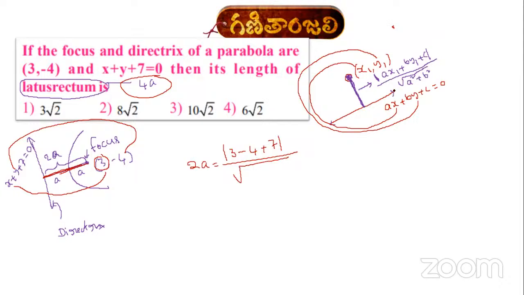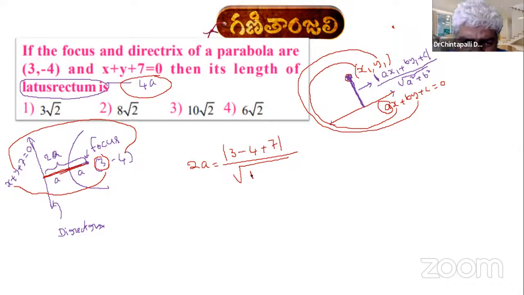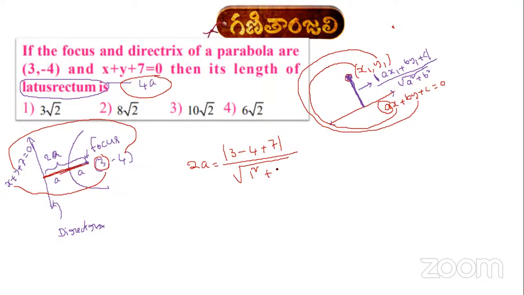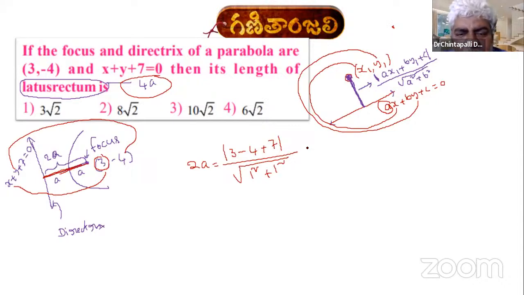All by root of a square plus b square. A means what? The x coefficient is 1. Coefficient of x is called a. So a square means 1 square plus b square, which is 1 square, because the x coefficient is 1 and the y coefficient is 1. Students, please tell what is the value of mod of 3 minus 4 plus 7?